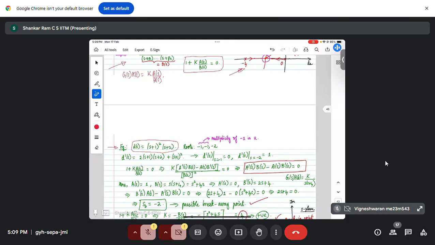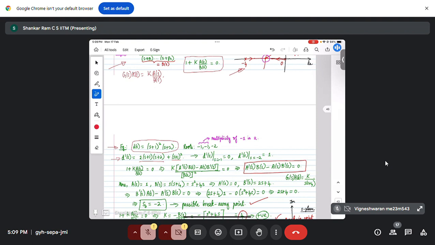However, when there's a repeating root, let's say we take the derivative of the polynomial with respect to s. We get 2 times (s plus 1) times (s plus 2) when we take the derivative of (s plus 1) whole square. Then if you take the derivative of (s plus 2), I just get 1, so I just settle with (s plus 1) whole square. So we use the product rule for differentiation.